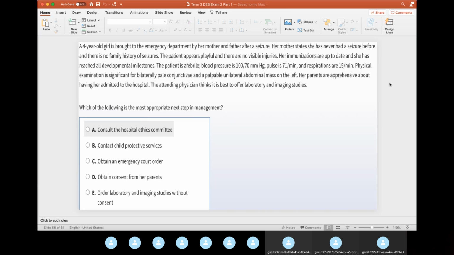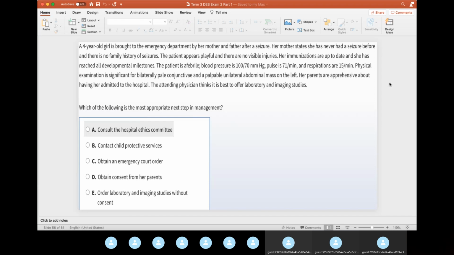Because it's underage, right? 4 years old, right? Anything? Any other answers? Look at the vignette carefully, please. Well, there's no family history of seizures. The patient is what? Playful. There is no visible injuries. Immunizations are up to date. Right, look at the physical exam.